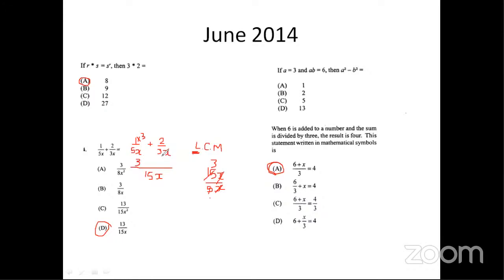Next one, 15x divided by 3x gives us what? 5. And 5 is used to multiply the numerator of that same fraction, so we end up getting 10. In the end, we add our numerators, so we end up having 13 over 15x. We're good?